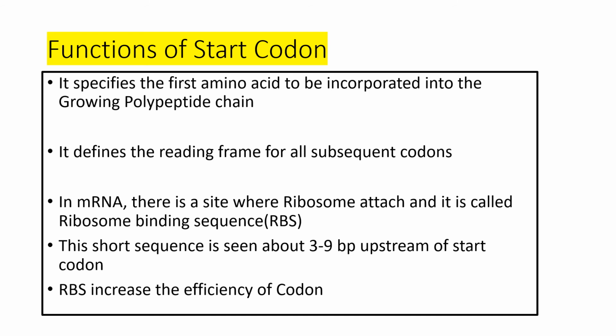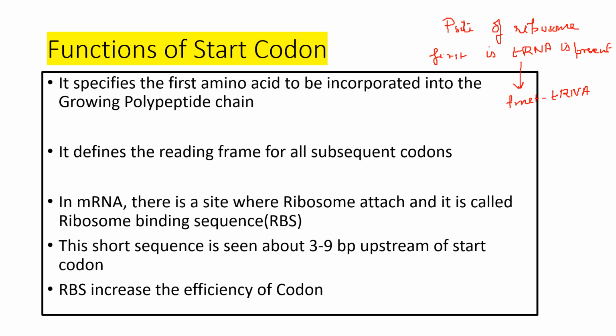Okay, so what are the functions of the start codon? The start codon specifies the first amino acid to be incorporated into the growing polypeptide chain. So the first amino acid to be incorporated is efficiently determined by the start codon. The start codon base pairs with the P site of the ribosome, where the first tRNA is present. In prokaryotes, the first tRNA is known as F-met tRNA. We will discuss it later.